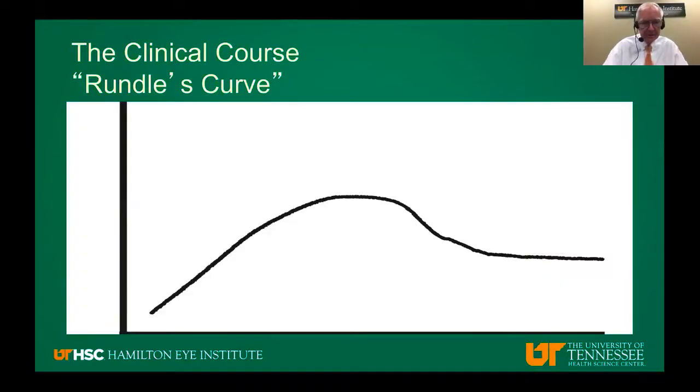So let's look at my drawing of Rundle's curve. I use this in clinical analysis of patients. Rundle was pretty good at describing this. If you have a patient, the question I always ask is, where are they on Rundle's curve? Are they here? Are they here? Are they here? But most likely they're not going to return to baseline.